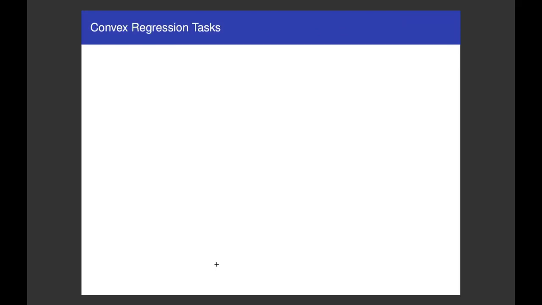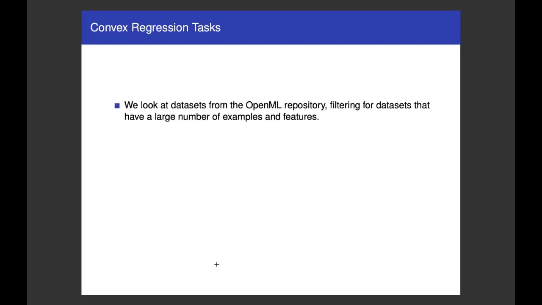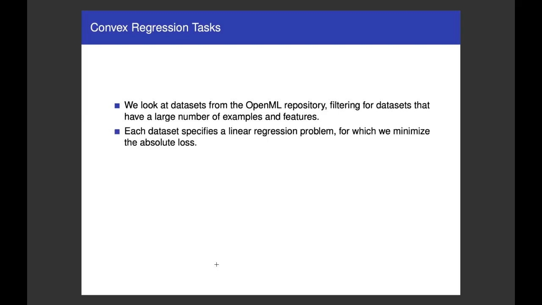But for now, I'm going to focus on convex regression tasks, just because that's where we have our strongest theoretical bounds. So we're going to look at a bunch of data sets from the OpenML repository. We're going to filter for data sets that have large numbers of examples and large numbers of features, so we want the larger data sets. Each data set specifies a linear regression problem, so we're going to minimize the absolute loss by just regressing linearly each feature to try to predict the label.